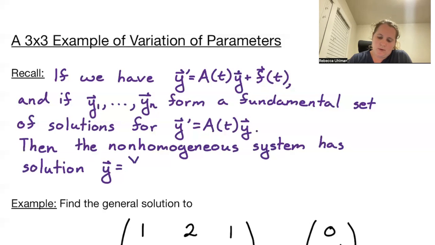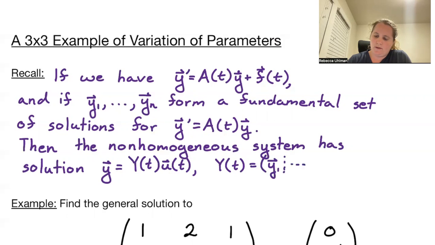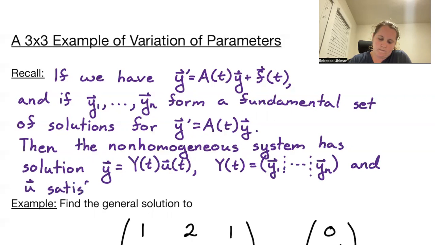y equals capital Y of t times u of t, where capital Y of t is the fundamental matrix, first column y1, last column yn, and u satisfies capital Y of t times u prime is equal to f of t.